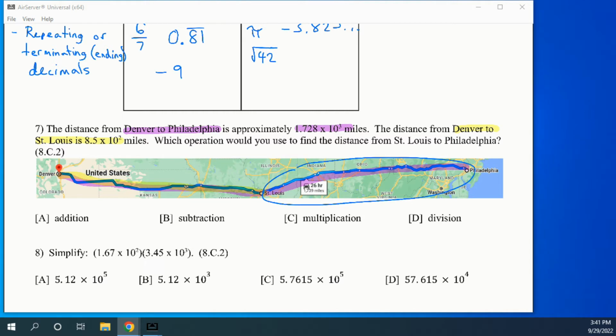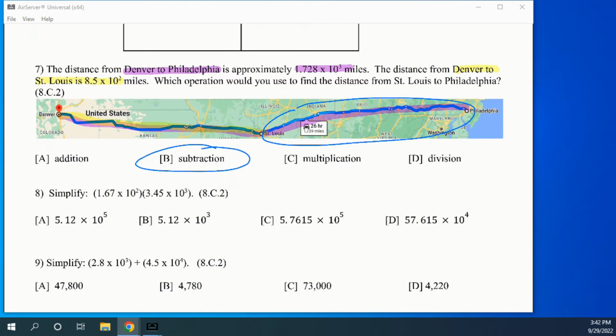What I would do is take Denver to Philadelphia and subtract Denver to St. Louis, because it looks like the only thing we're trying to find is that purple on the right. This is going to be subtraction. This is a difference problem. You're trying to find the difference in those two distances. So I would take Denver to Philadelphia minus Denver to St. Louis. But we don't have to. The question just says which operation would you use? So just pick the operation. That's it.